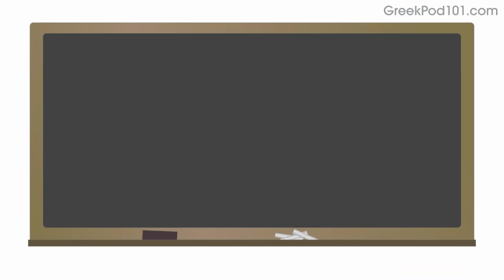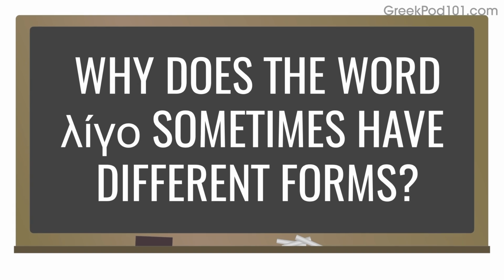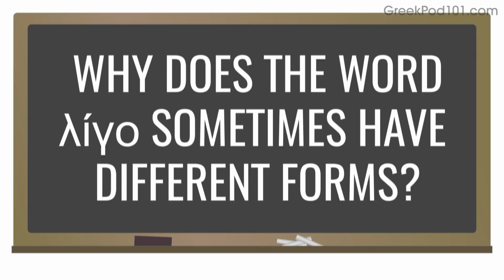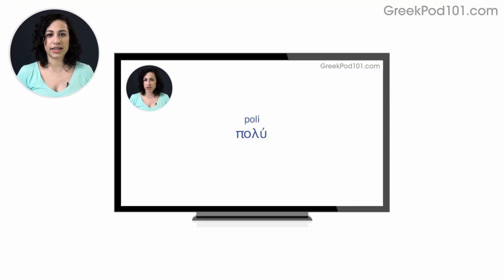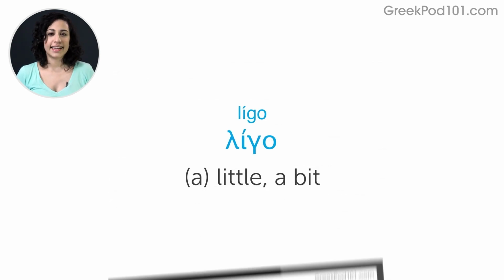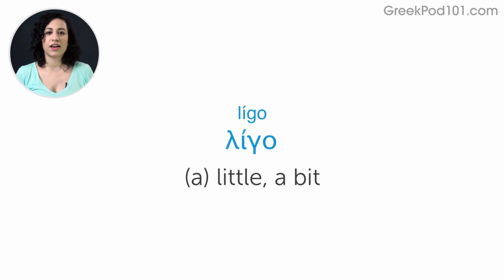The question for this lesson is, why does the word λίγο sometimes have different forms? Just like with the word poli that we saw in the previous lesson, λίγο has two types as well. First, there's the adverb λίγο, meaning a little or a bit.